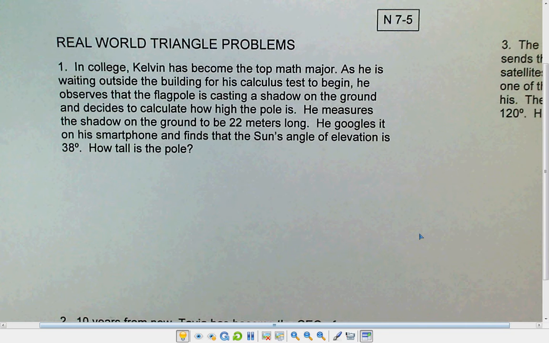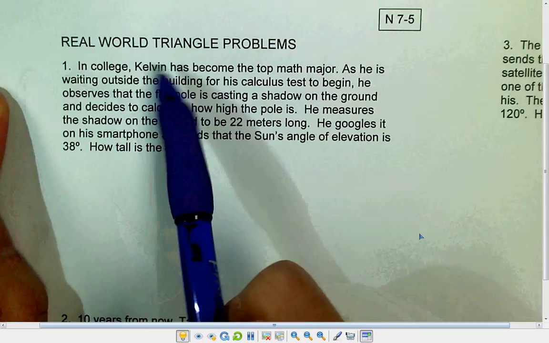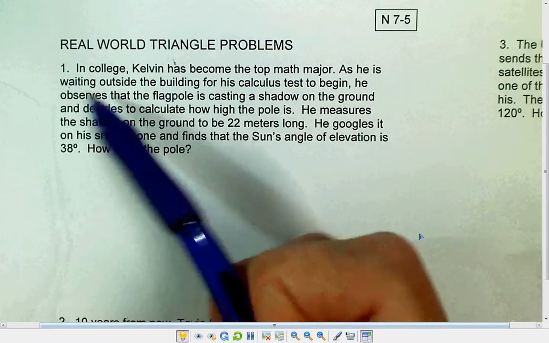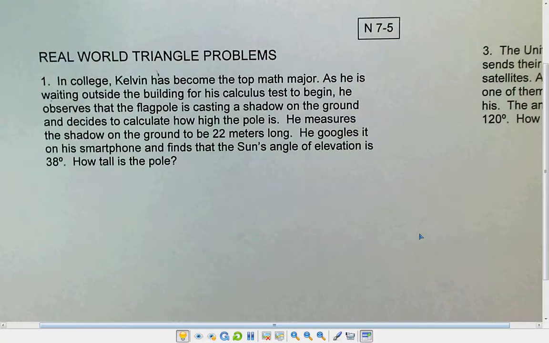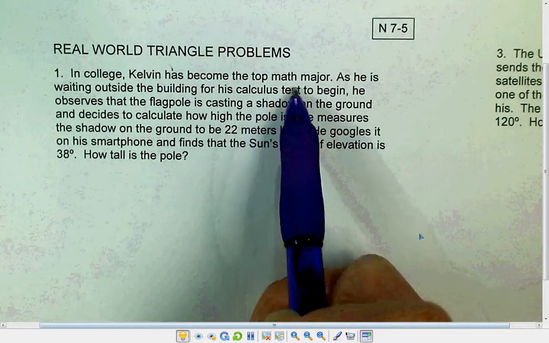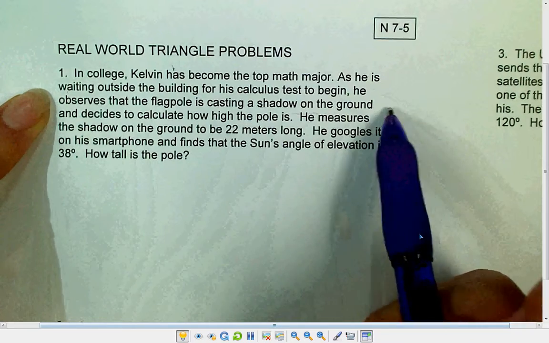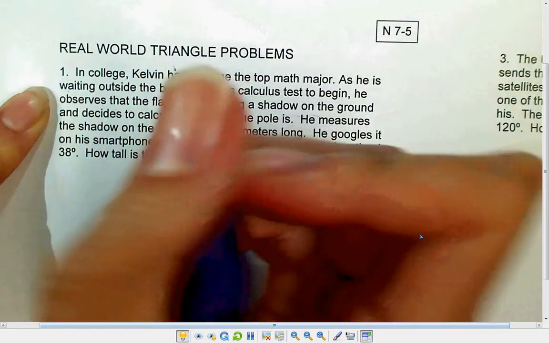Today we are going to use our SOHCAHTOA and law of sines and cosines to solve real-world triangle problems. Number 1. In college, Kelvin has become the top math major. As he's waiting outside the building for his calculus test to begin, he observes that a flagpole is casting a shadow on the ground and decides to calculate how high the pole is.